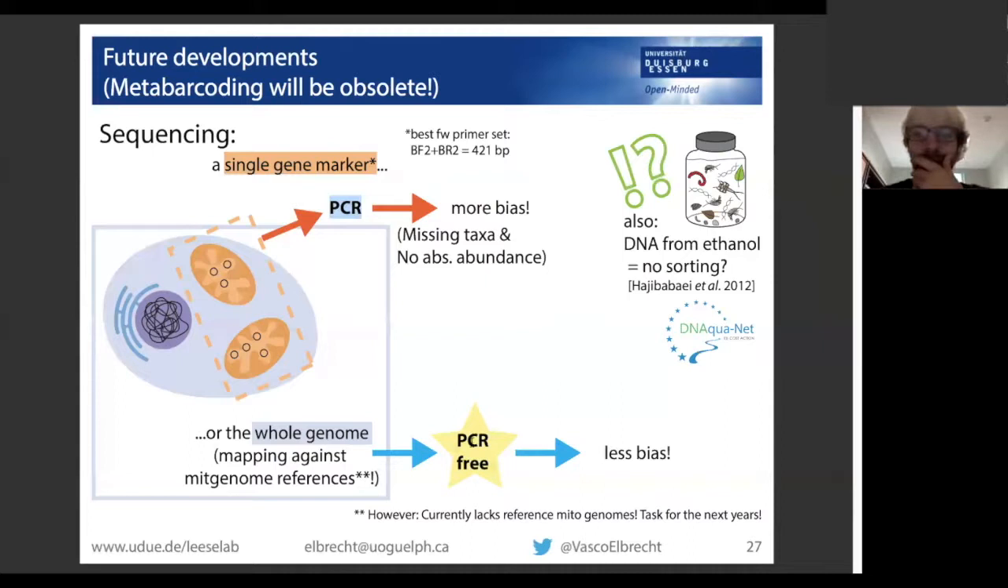The thing here is that we need another type of reference. So instead of just taking a small marker, which is around 600 base pairs long, we would take the whole mitochondrial genome, which would be 16,000 base pairs long. But these reference databases so far don't exist. But I'm quite sure that this is basically the future, where at some point the sequencing is just going to be so cheap that we're going to skip this PCR step and go to whole genome sequencing in the end, which should give us even better data.